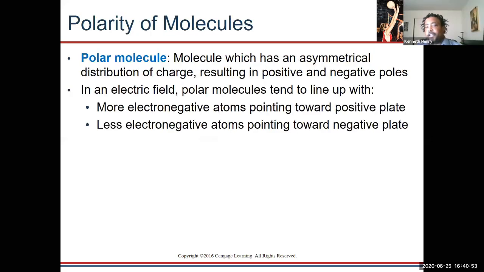Okay, polarity. So now we've talked about bond polarity. Now we're going to talk about molecular polarity. We talked about it a little bit last night, but during the day we didn't get a chance to talk about it. We're going to talk about it right now. So don't you fret.